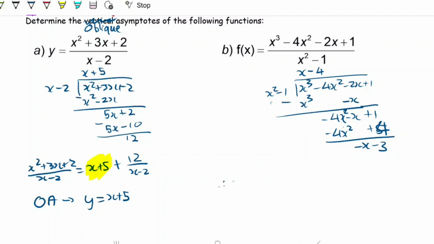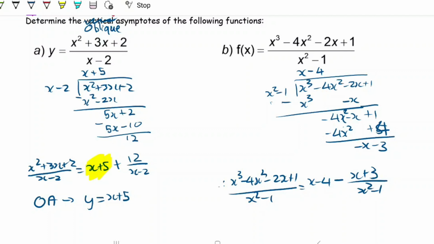So what this means is that the expression that we have there, x cubed minus 4x squared minus 2x plus 1 over x squared minus 1, can be split up into x minus 4. We'll take the negative out, so this becomes x minus 4 minus 3 over x squared minus 1. Again, I want to emphasize that this is the oblique asymptote.